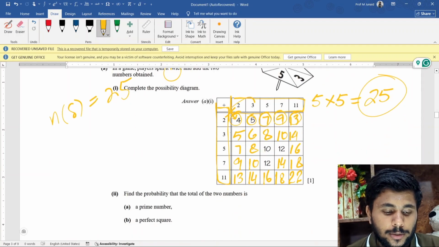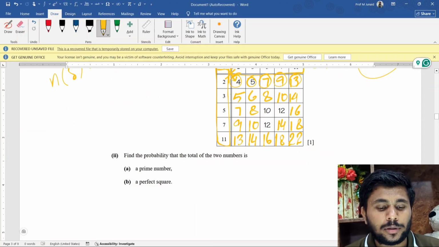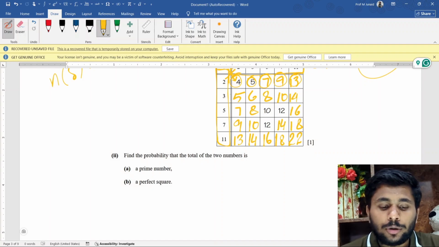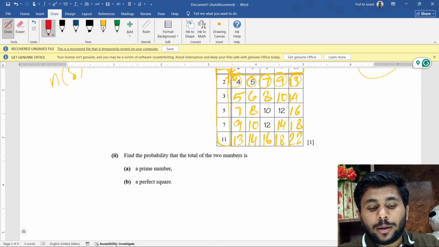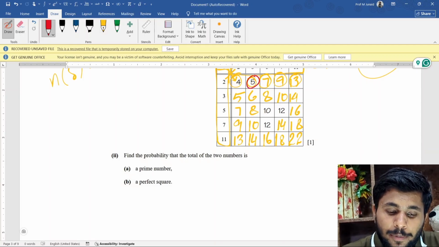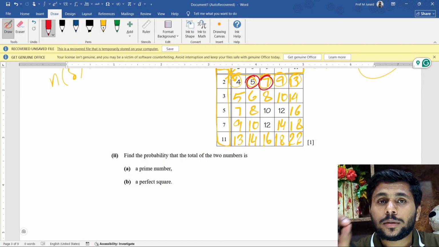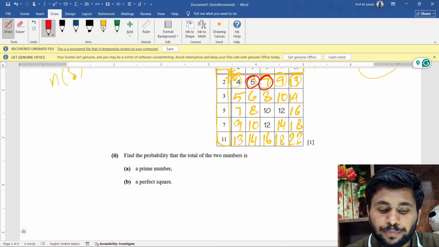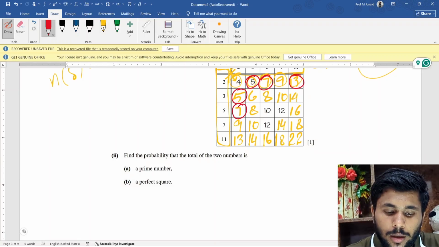Our first question is, find the probability that the total of two numbers is a prime number. Now for our favorable outcomes, we have to find the prime numbers. So let's try to find the prime numbers. 5 is a prime number, 1, 7. We bold the prime numbers. 13, 5, 7, 13.